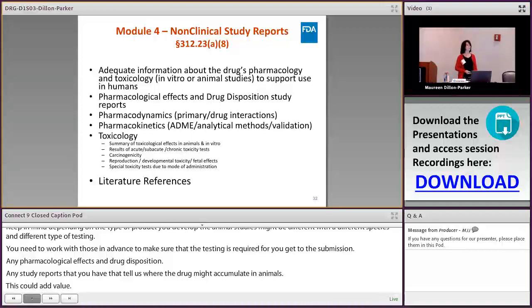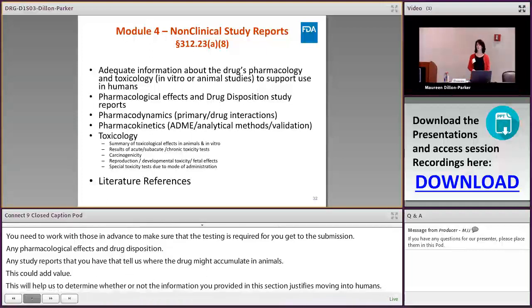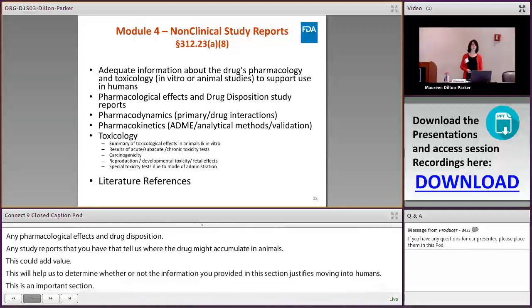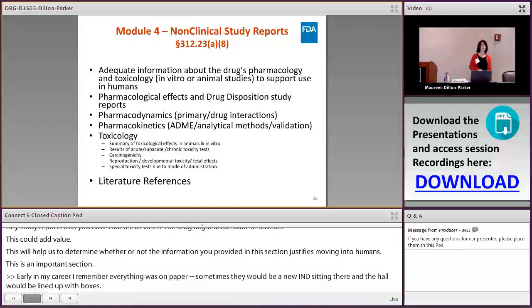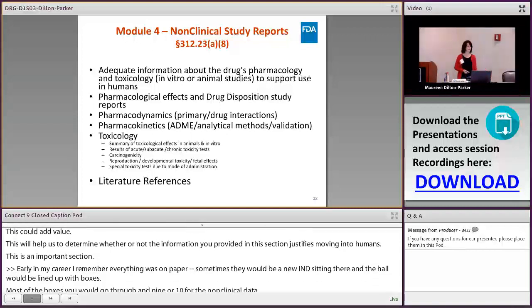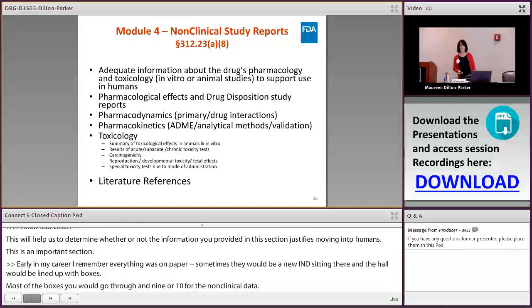Early in my career, I remember everything being in paper, and sometimes you would come in and there would be a new IND sitting there, and the whole hall would be lined with boxes. And most of the boxes you would get through, and probably out of 10 boxes, 9 boxes were the non-clinical data. So quite a lot of non-clinical data comes in with your initial IND submission, and that still holds true today. So we do like the electronic format.